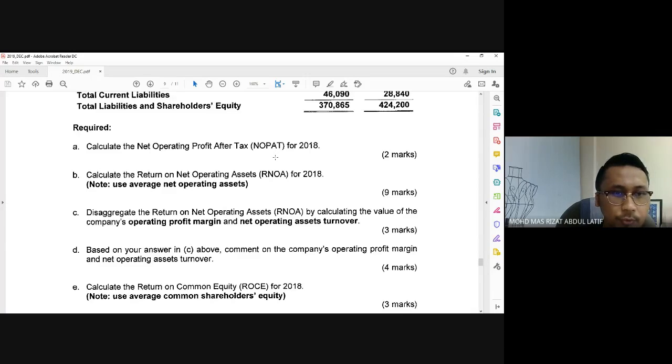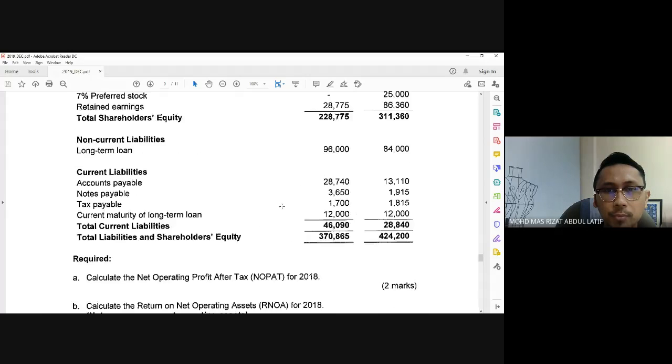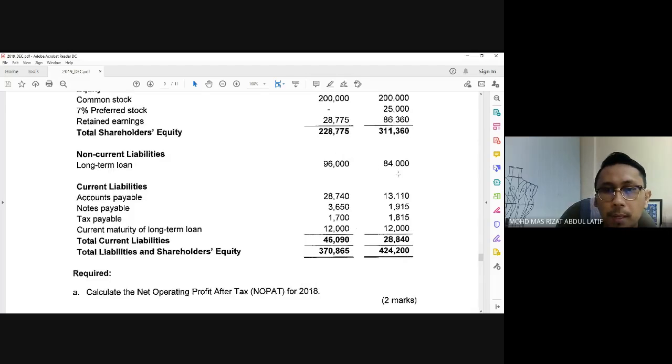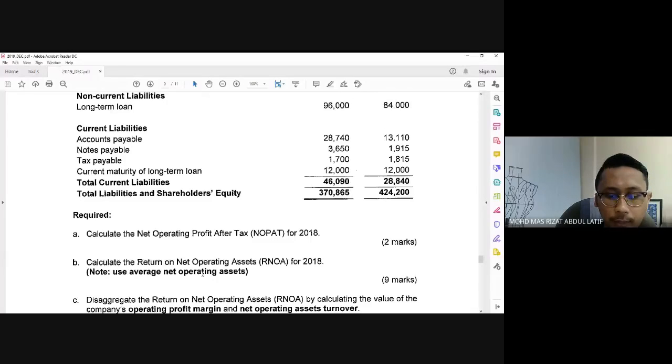So use average net operating asset. Ada dah bagi tahu dah. Use average net operating asset, meaning to say you kena gunakan yang beginning campur ending divide by 2 just now yang saya cakap. Kenapa dia minta you macam tu? Sebab dia dah bagi you 2017 and 2018, both years. So that's why they ask you to calculate RNOE using the beginning plus ending divide by 2 just now.